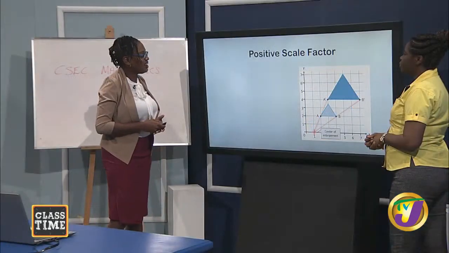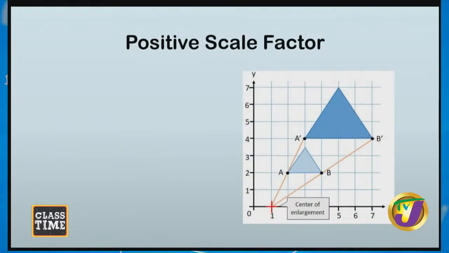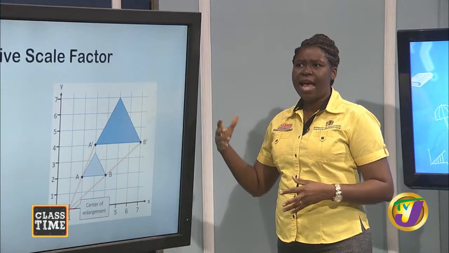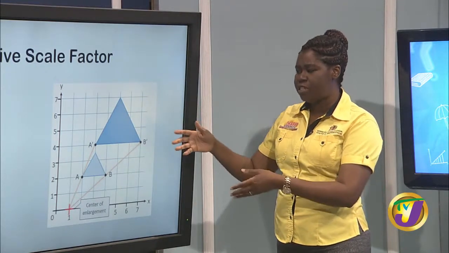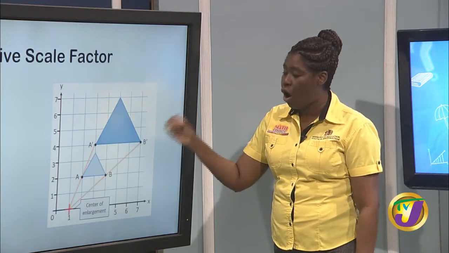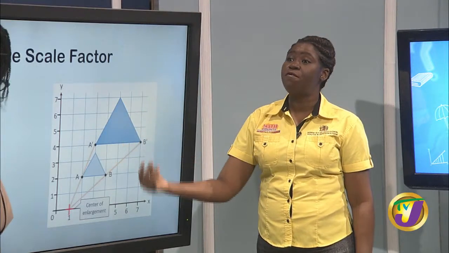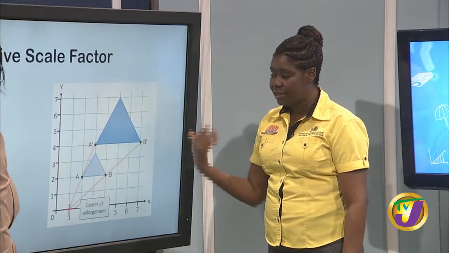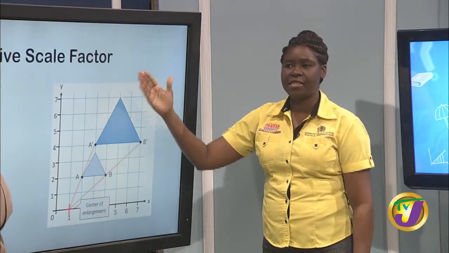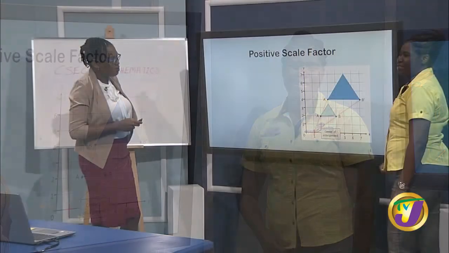So, Nikisha, we're looking at scale factors, and we're going to be talking about positive scale factors. So we have been using positive numbers so far. Notice that when we enlarged using positive numbers, the object and the image were on the same side of the center of enlargement. And that is true for all when we enlarge by a positive scale factor. The center, the object and the image fall on the same side of the center of enlargement. You know, I didn't notice that one.